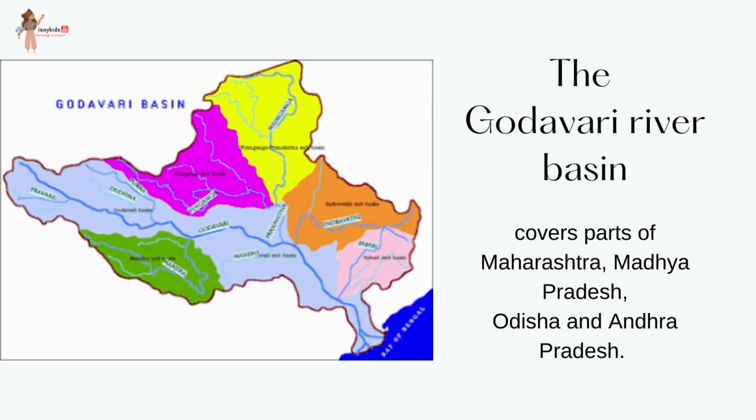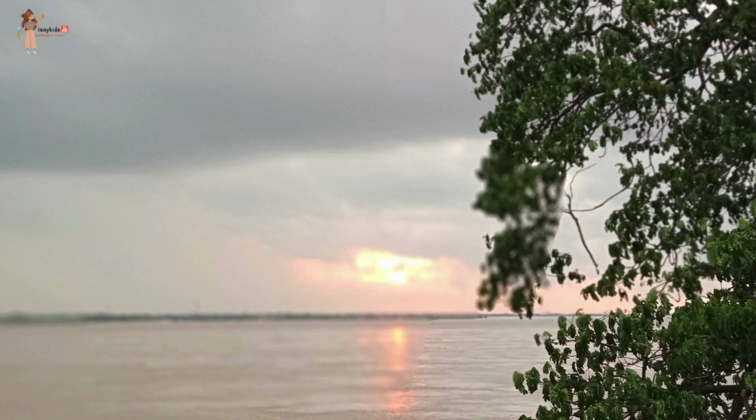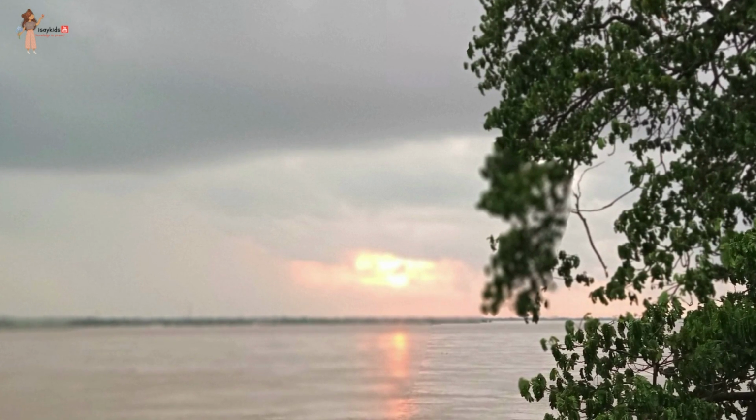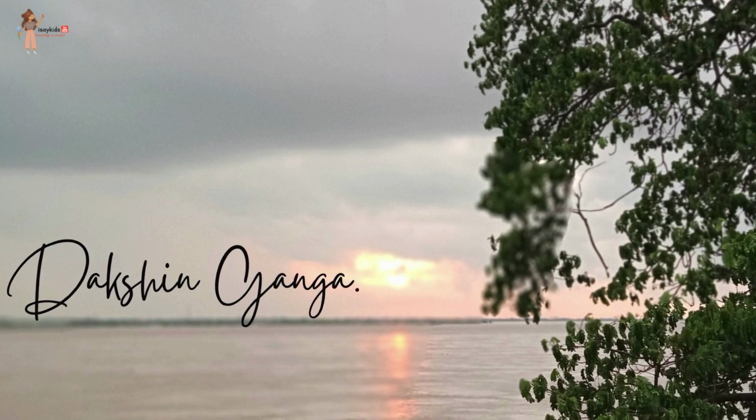About 50% of the basin area lies in Maharashtra, Madhya Pradesh, Odisha, and Andhra Pradesh. The Godavari is joined by a number of tributaries such as the Purna, the Vardha, the Pranhita, the Manjira, the Vaiganga, and the Penganga. The last three tributaries are very large. Because of its length and the area it covers, it is also known as the Dakshin Ganga.